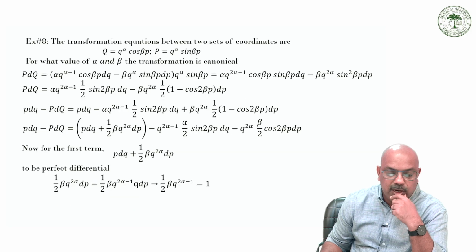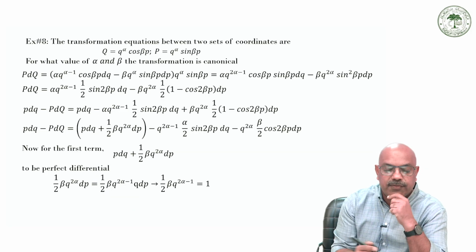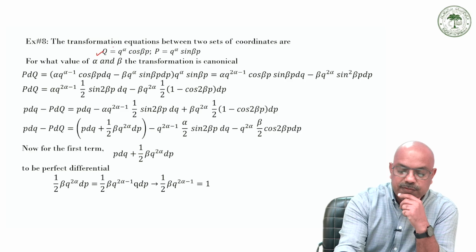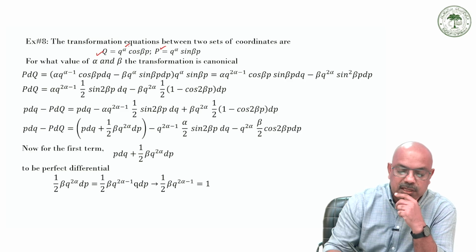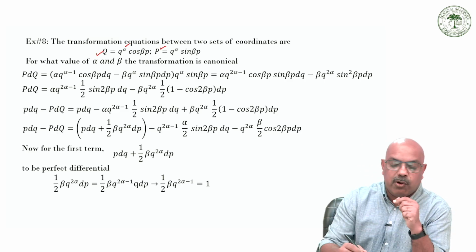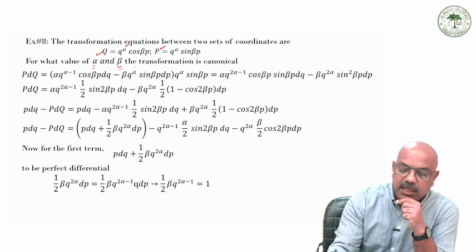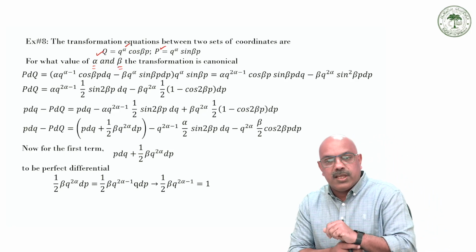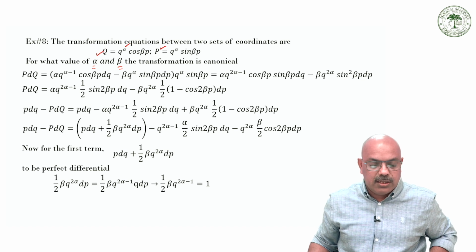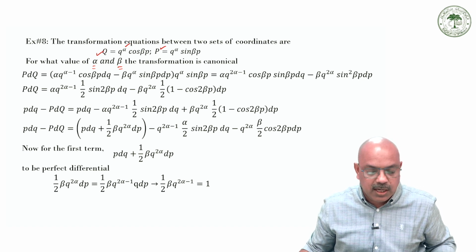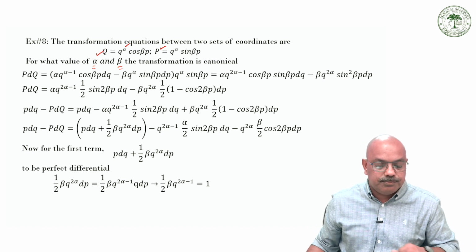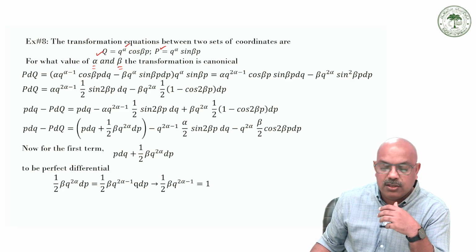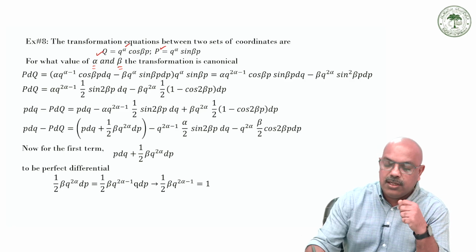This is another type, where the transformation equation is given to you in terms of q and p, and some constants alpha and beta. So let me find for what values of alpha and beta the transformation is going to be a canonical transformation, okay. This is what you have to figure out.